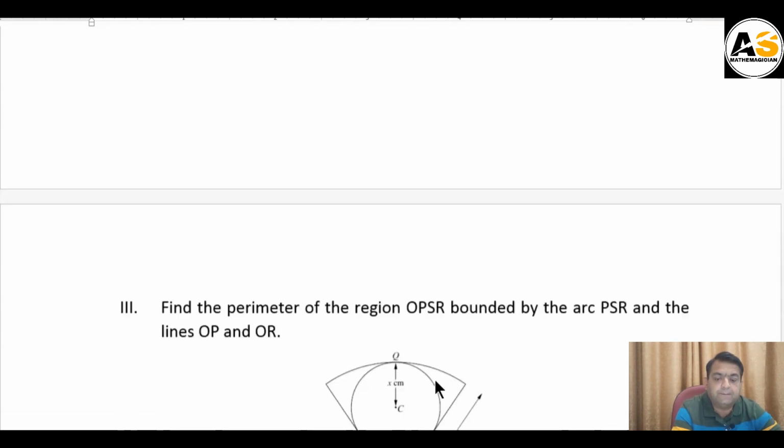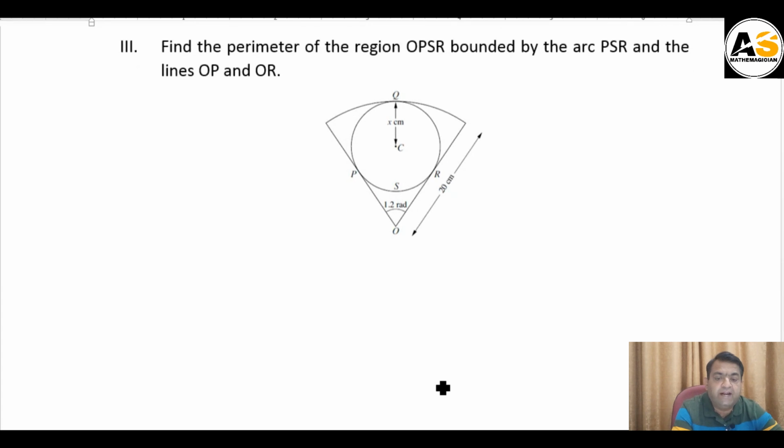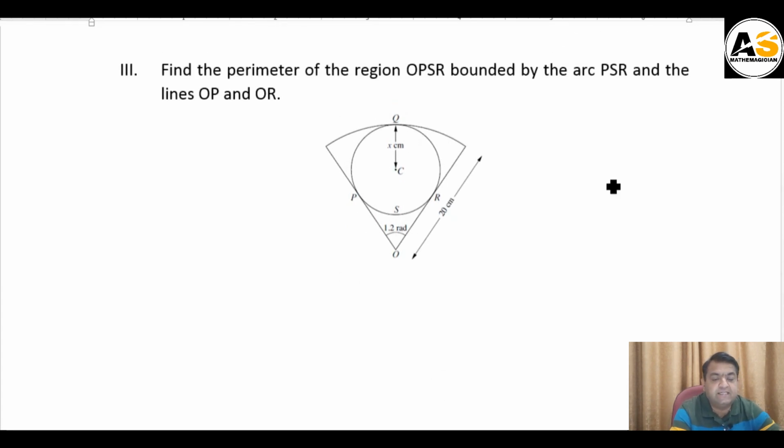In the third part, we have to find the perimeter of this region, OPSR. This perimeter will be equal to OP distance plus OR distance plus this arc length PSR. This is X. This is X. X is known. X is equal to 7.128 from the previous part.